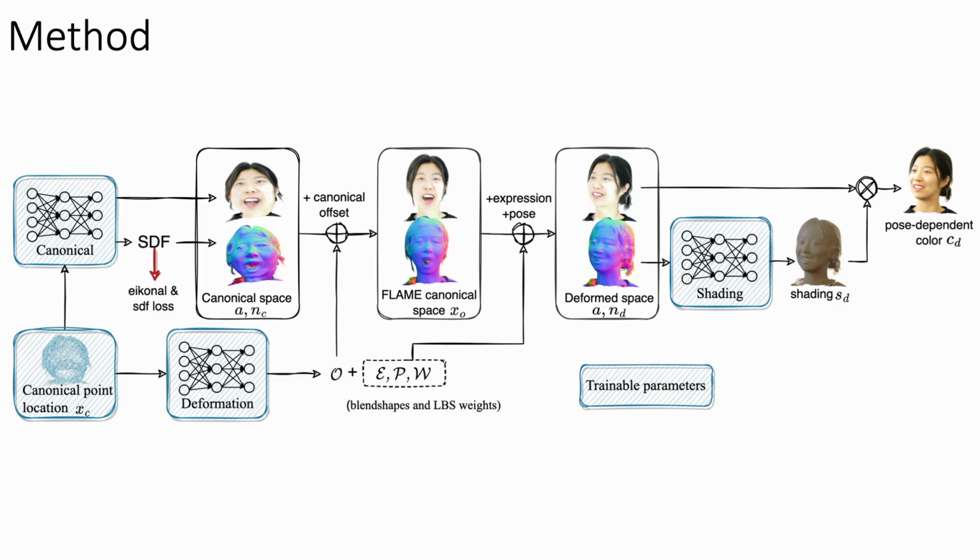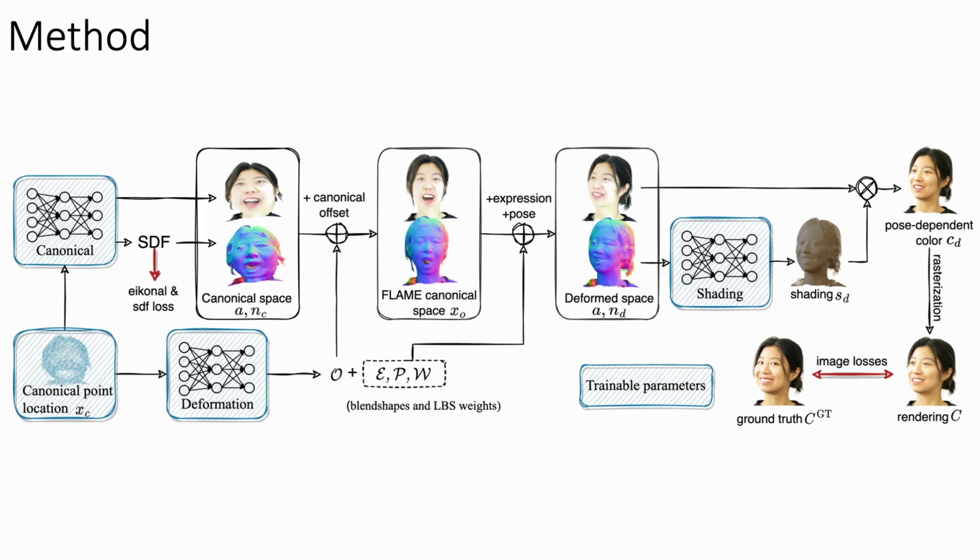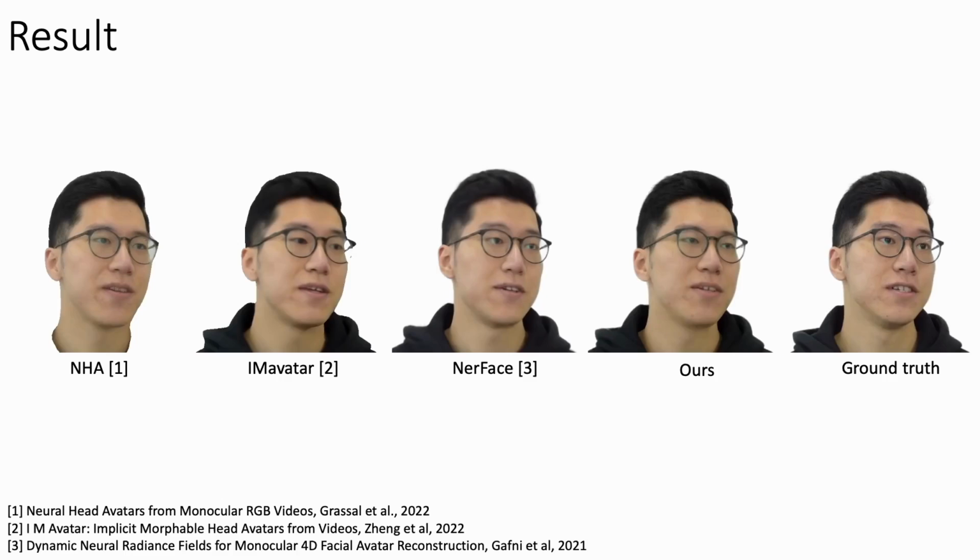Finally, we learn a shading network that maps the deformed normal directions into shading values, which are multiplied with the albedo to obtain the pose-dependent colors. We rasterize the deformed colored point cloud into images, which are compared with the ground truth frames. Additionally, we regularize the learned blend shapes and linear blend skinning weights with FLAME.